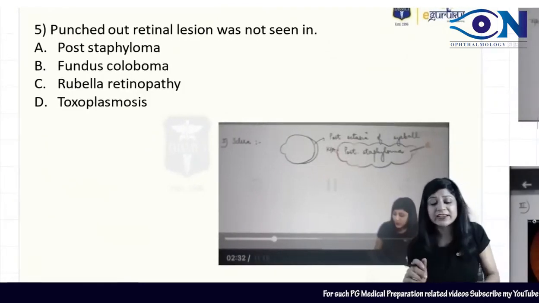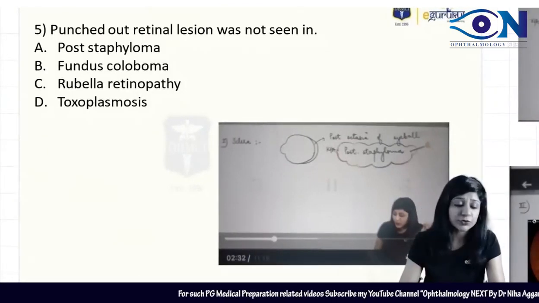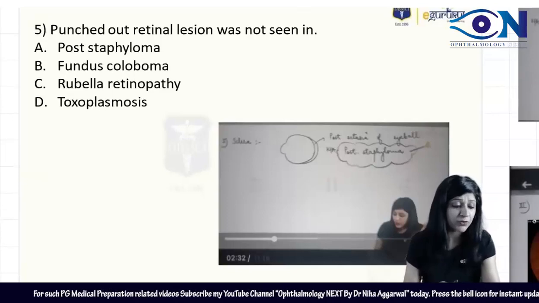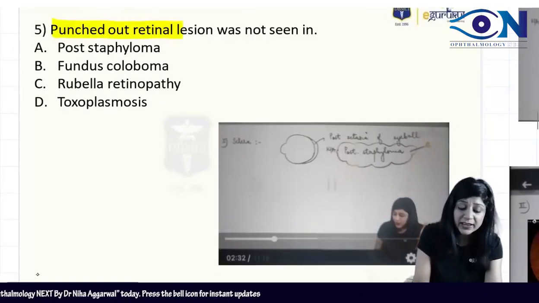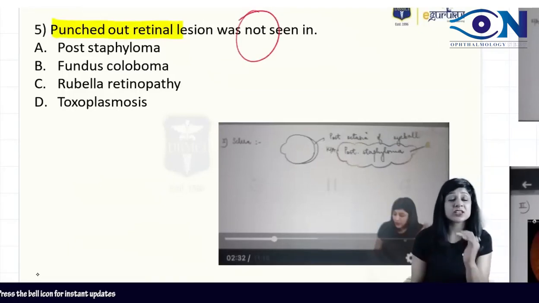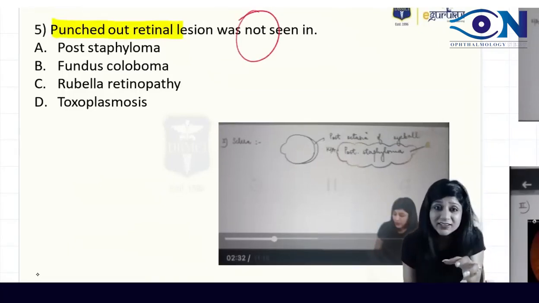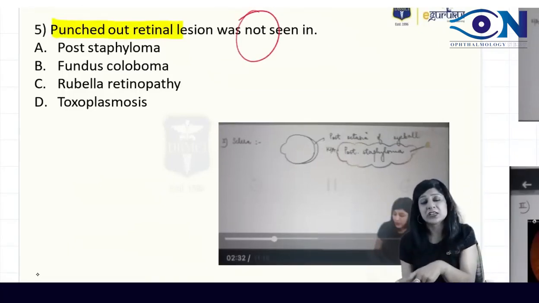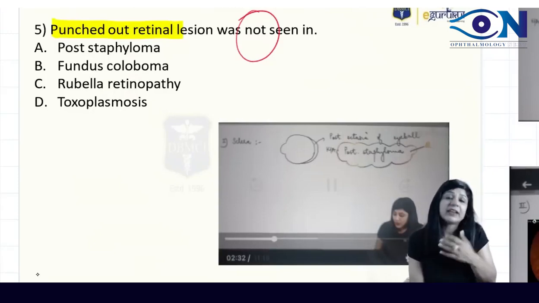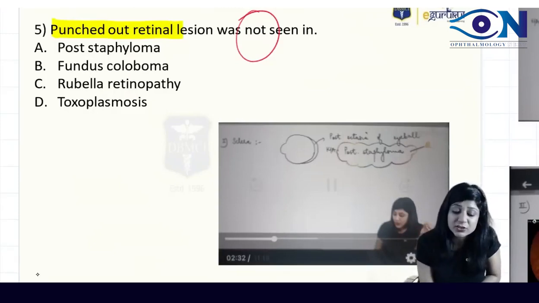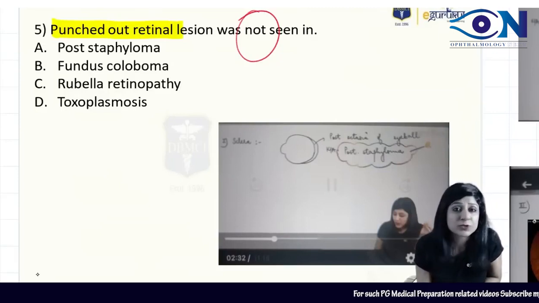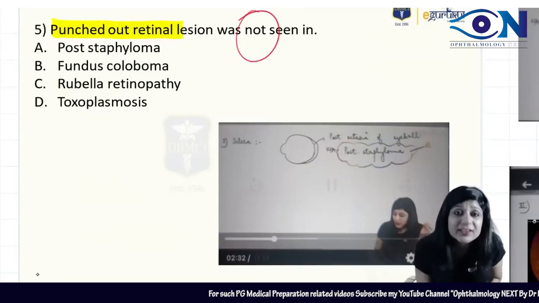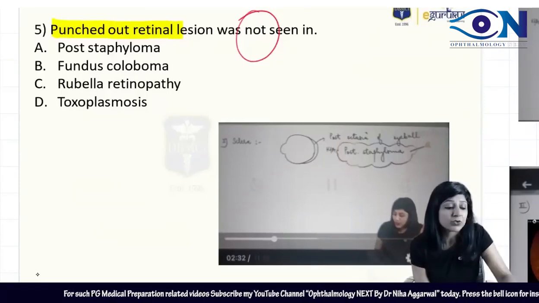Punched out retinal lesions. Now there's a lot of confusion here in the options. First of all, please check if the options are correct, and also tell me, was the question that it is seen in, or was the question not seen in? Because I'm really doubting that they asked it is not seen in, because only one of the options here is actually showing you the punched out retinal lesion.